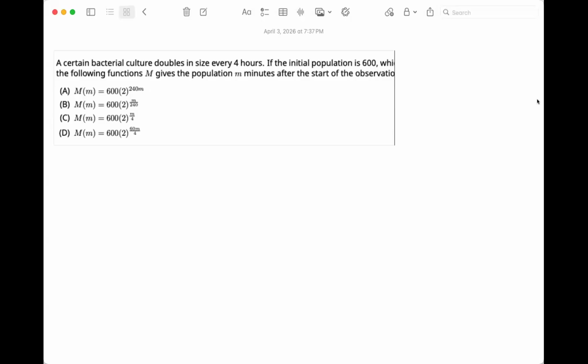Doubles in size every 4 hours. Okay. Initial population M minutes after.